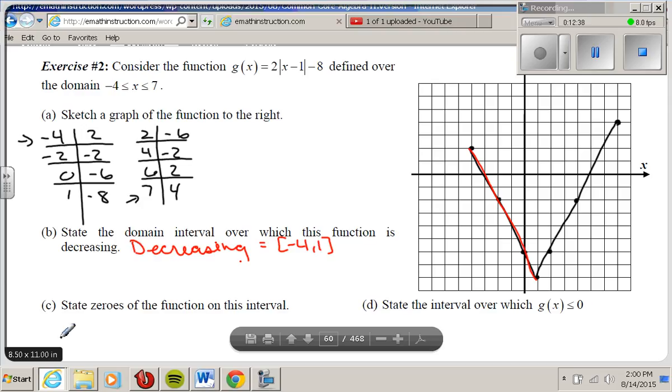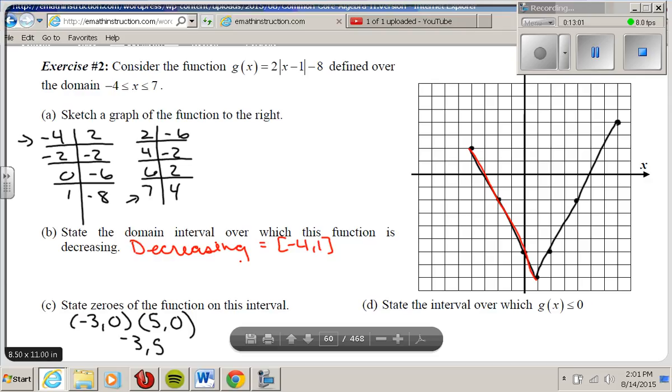State the zeros of the function on this interval. So where is it crossing that x-axis? We are crossing the x-axis at -3, 0, as well as 1, 2, 3, 4, 5, 0, or -3 and 5. And the interval for which the function is less than or equal to 0.